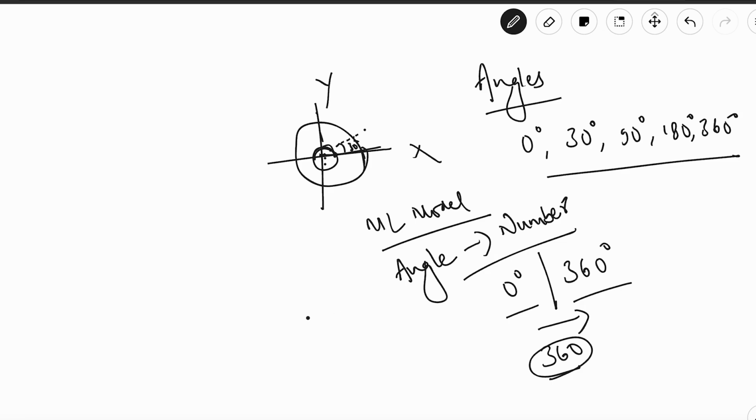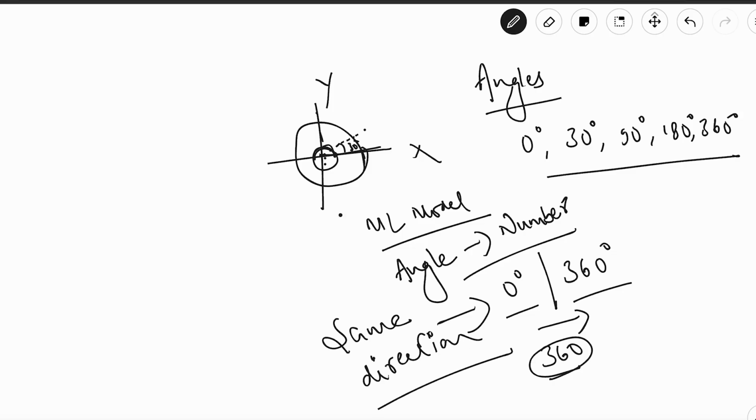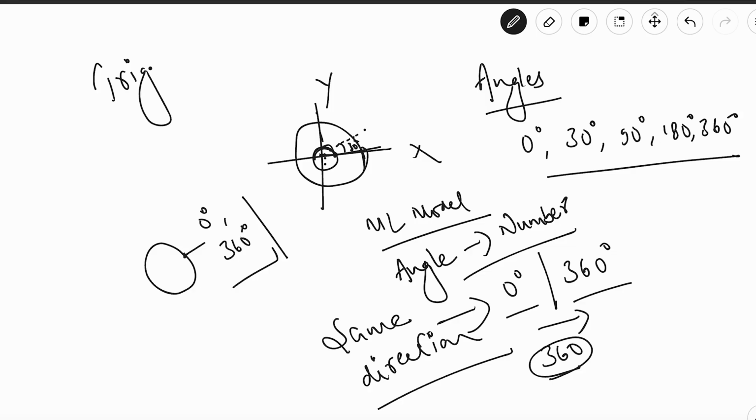But as humans, and not just as humans, geometrically speaking, 0 degree and 360 degree point in the same direction. We completed one round of the circle and we reached back to the same point where we started. If we started from this point, we reached back here. So this point represents 0 degree and it also represents 360 degree. So to have an ML model develop this intelligence, this is where trigonometry comes into the picture.